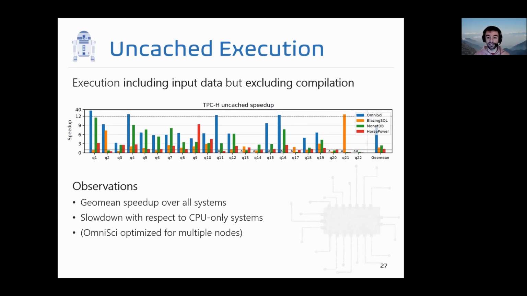You'll notice that OmniSci actually slows down in comparison in this graph, and that's because it's optimized for multiple nodes, and it is not efficient on single node systems. So they've really considered GPU clusters as opposed to the individual consumer level GPU that we're thinking about inside of our system.